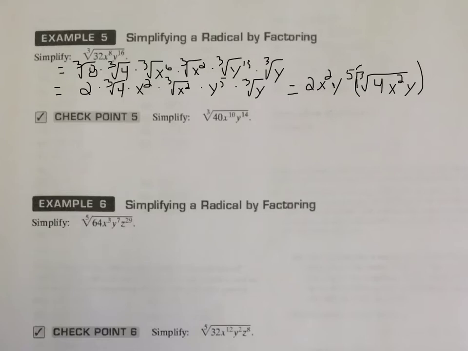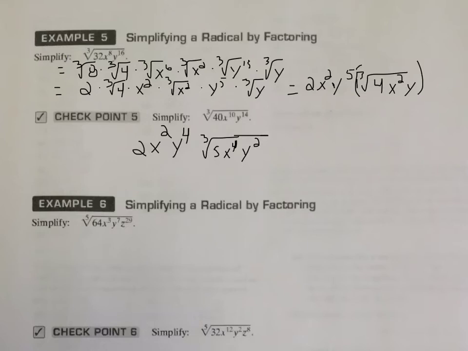The answer to checkpoint 5 is 2x squared y to the 4th, cube root of 5x to the 4th y squared, cube root of the whole thing.